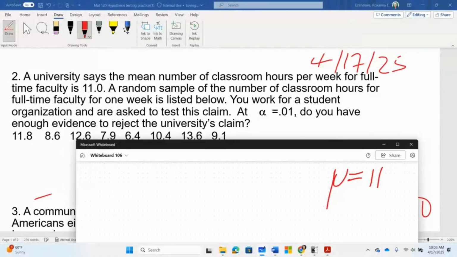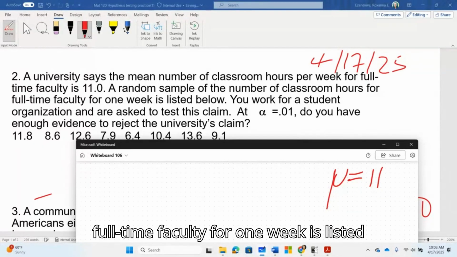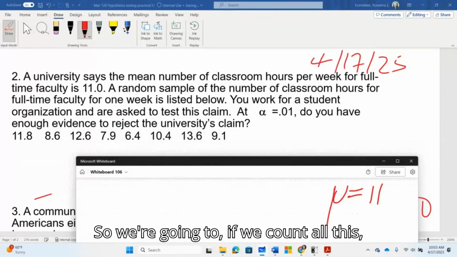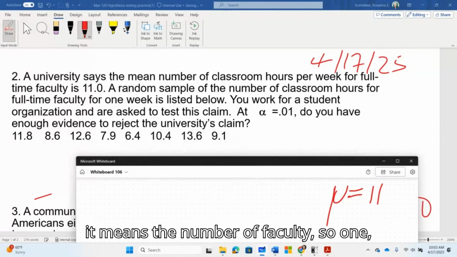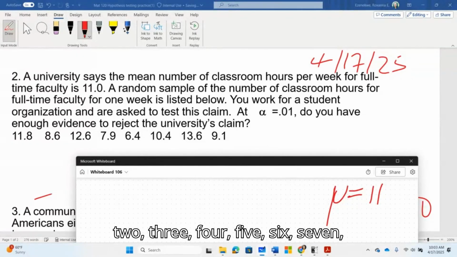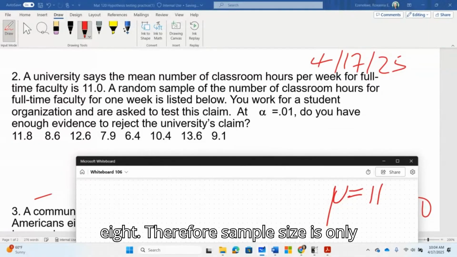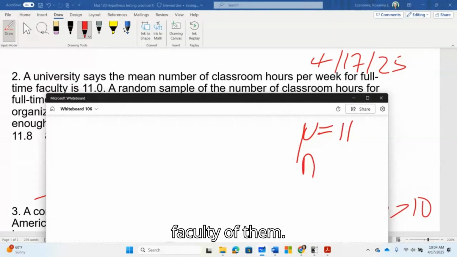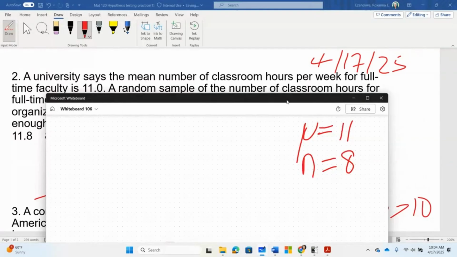All right. A random sample of the number of classroom hours for full-time faculty for 1 week is listed below. How do we know that it is a t-test? If we count all this, it means the number of faculty. So 1, 2, 3, 4, 5, 6, 7, 8. Therefore, sample size is only 8. They are sampling only 8 faculty. Sample size is 8.